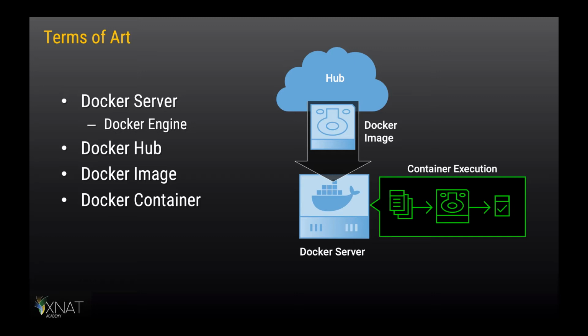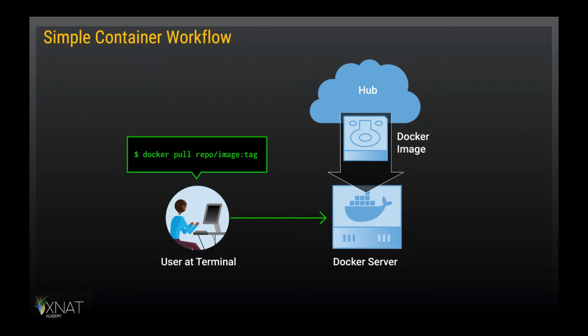Every container service for XNAT relies on a server that has an engine that can run containers for you, and you have a hub that holds images, and this hub can be either a public hub like Docker Hub, or it could be a privately hosted repo for images that you don't want to widely distribute. And then, of course, the container execution. This spawns up a temporary instance of the image, its environment, and runs commands for you.